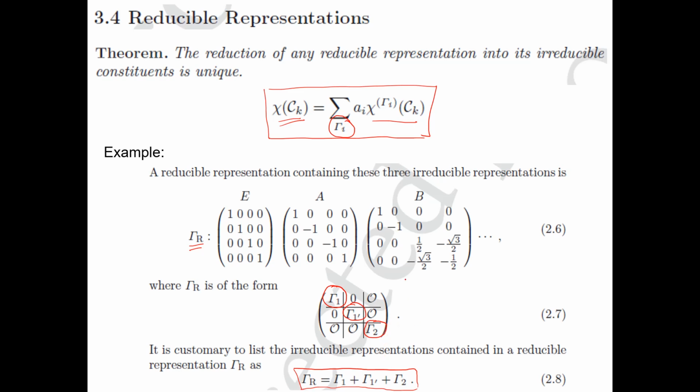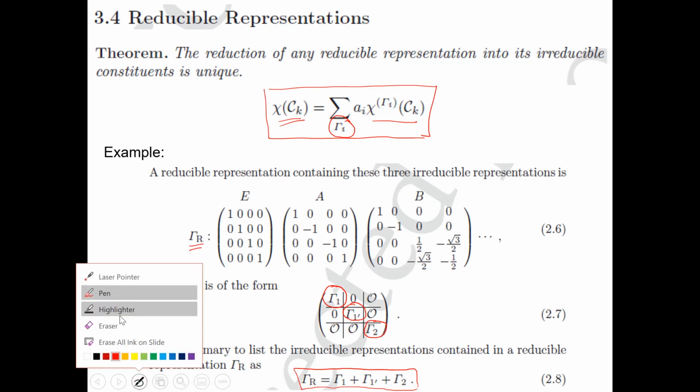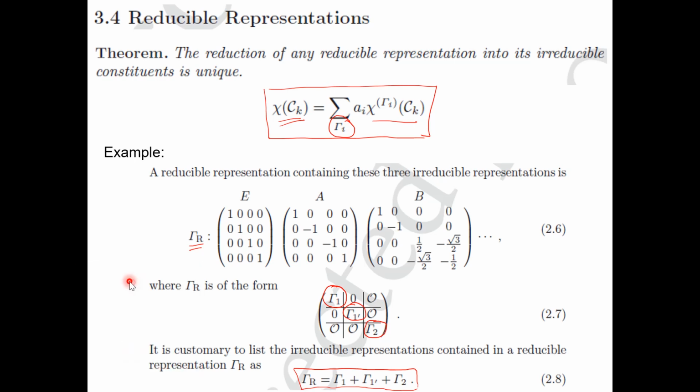So you can see immediately that this sum should correspond to the sum of characters, right? Because if you combine the three matrices in block form, it's obvious that the character of the large matrices is going to be basically the sum of the characters of the smaller matrices.